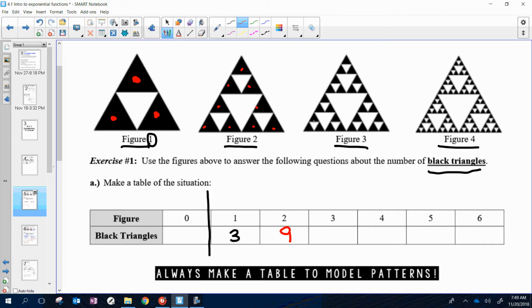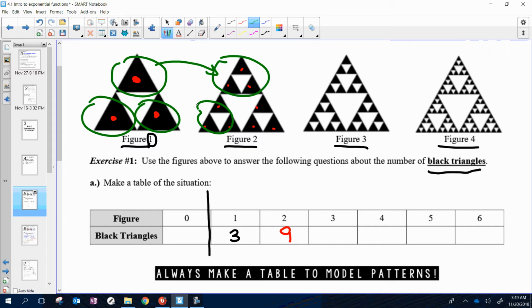In figure 3, it seems like there's a lot to count, so I'm going to get smart. I'm looking at what happened here. This original black triangle became this one, which broke into 3. Each of these broke into 3 triangles, right? So for each of these, there were 3 more. I'm going to say that means there would be 27 if I counted them.